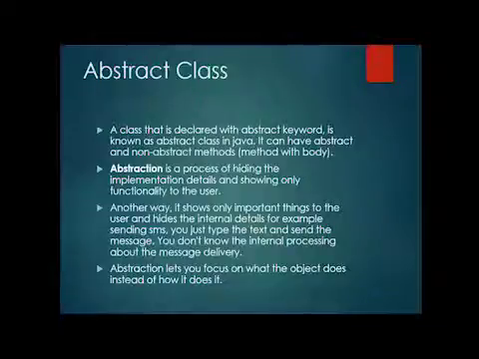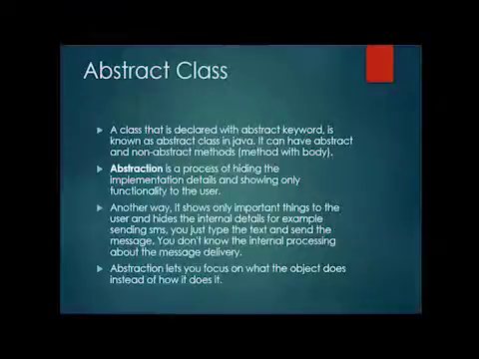Now, abstract class. We will just read it in the slide and then we will go for some examples. A class that is declared with the abstract keyword is known as an abstract class in Java. It can have abstract and non-abstract methods. Abstraction is a process of hiding the implementation details and showing the functionality to the user. Another way, it shows the important things to the user and hides the internal details.